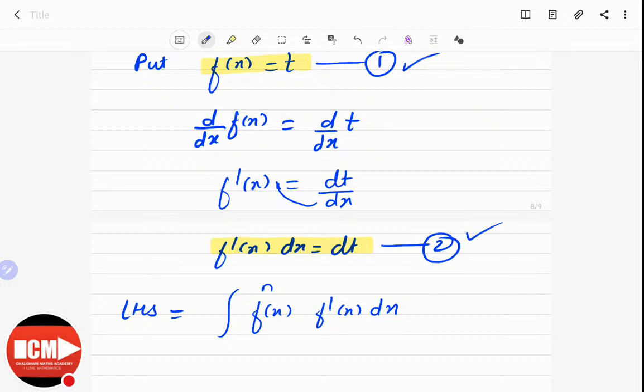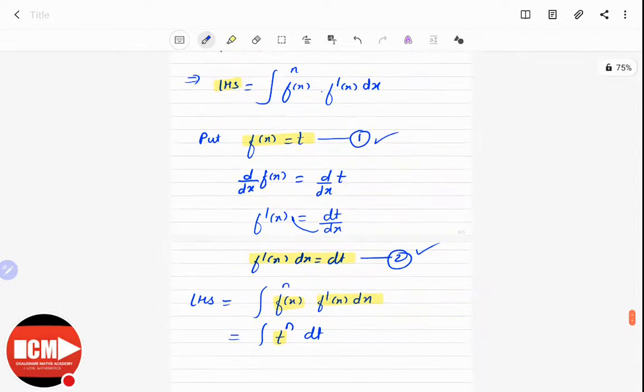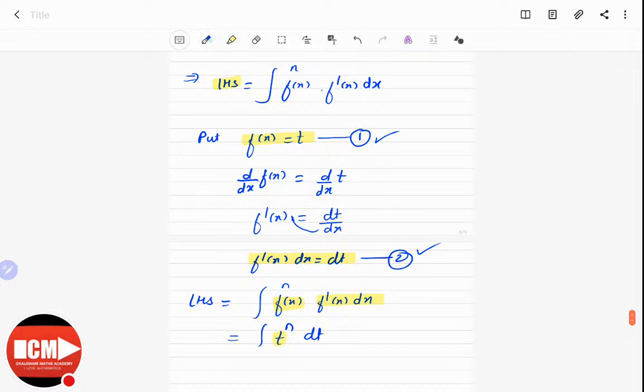With these two things, here I am converting this entire integration in terms of t. So it's an integration of t raised to n. Here I replaced f of x as t, and f dash of x dx I am replacing as dt. So you have to use equation 1 and 2 to convert that integration in the form of t. Here I used equation 1, and here I replaced this entire term using equation number 2. Please observe, 1 is all about a substitution and 2 is all about derivative.